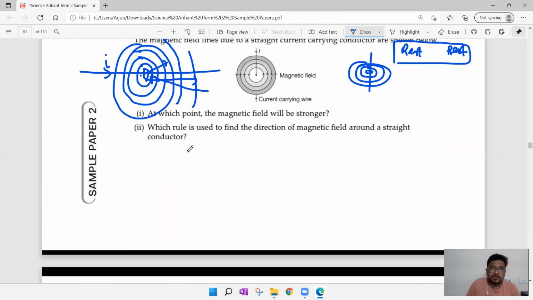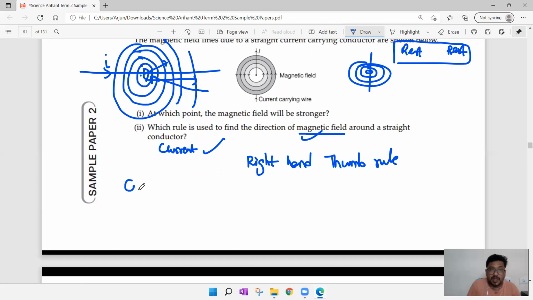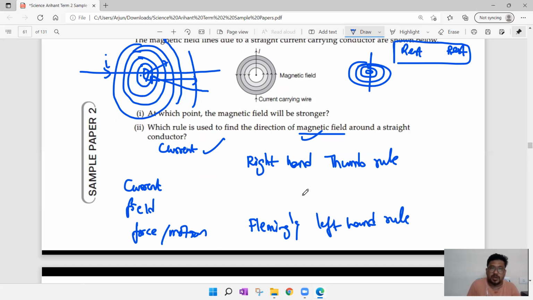Second one. Which rule is used to find the direction of magnetic field around a straight current carrying conductor? You see, direction of magnetic field. Magnetic field is one factor, one property. And for a straight conductor, simply put, current is another property. When you have only current and magnetic field, use the right hand thumb rule. Or you can write Maxwell's right hand thumb rule, Maxwell's corkscrew rule, whatever. If they are asking about current, magnetic field, as well as force or motion, then you have to mention Fleming's left hand rule. So now the answer is this: right hand thumb rule. That is the answer. Okay.